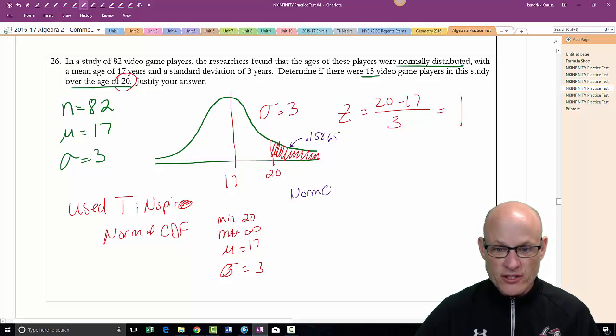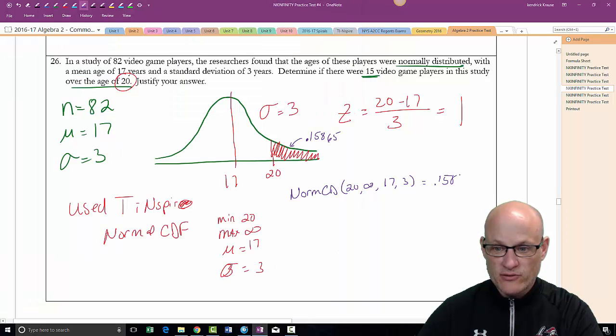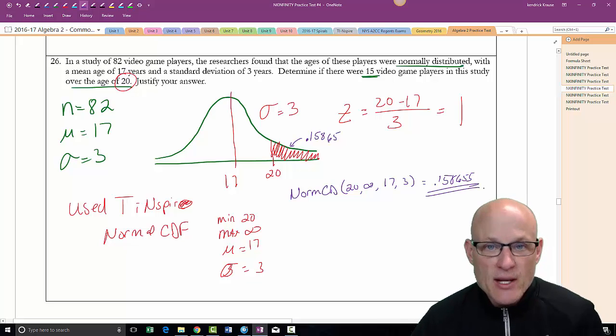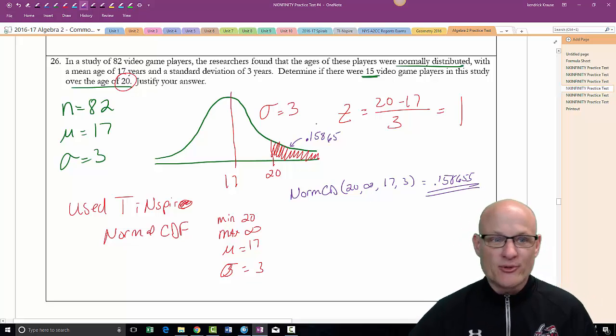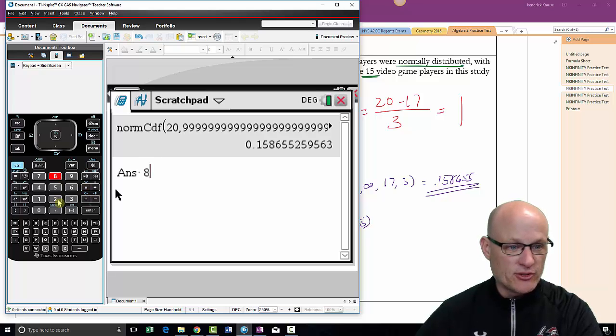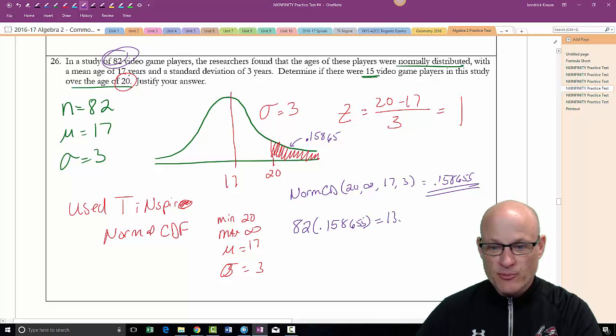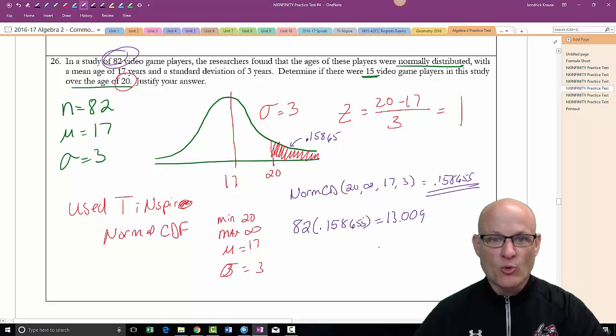Norm CDF 20, infinity, 17, 3, equals 0.158655. But remember, this is just a percentage or a probability. What we've got to do is say, oh, there's 82 players. We still have to take 82, multiply it by 0.158655, or in other words, go over to our calculator and hit times 82. This will tell us how many students. Oh, 13. So this is equal to 13.009.